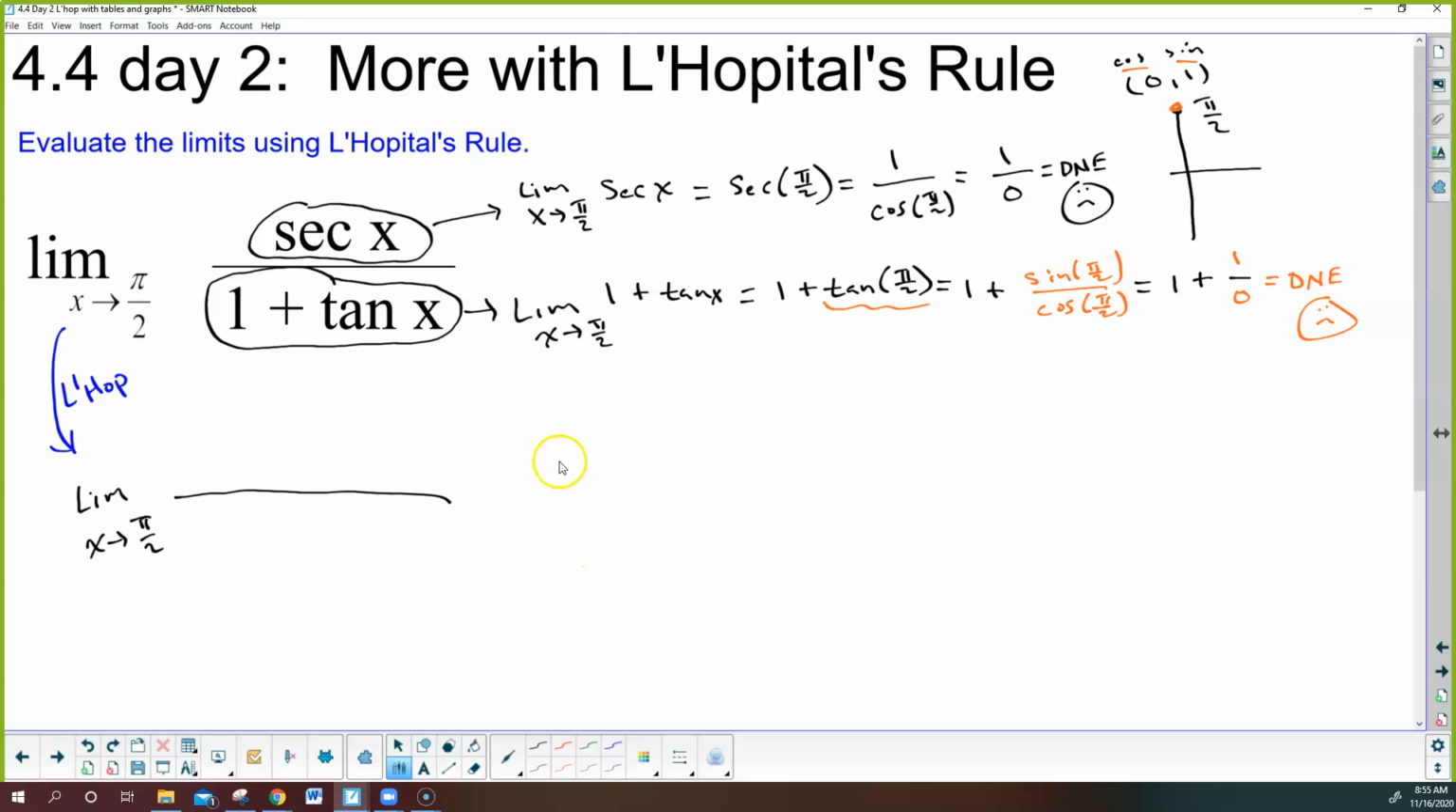All right, so now that we do L'Hopital's rule, that means we're taking the derivative of the numerator. Well, the derivative of secant is secant tangent. And you could put a times here if you wanted to. It's secant times tangent. And the derivative of the denominator, while the derivative of 1 is 0, the derivative of tangent is secant squared.